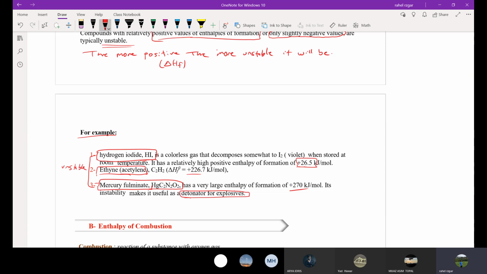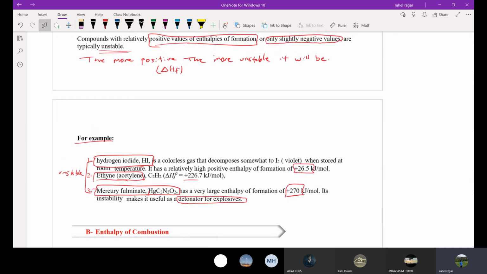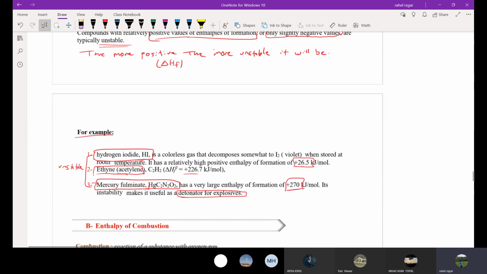It's so unstable. The formation of mercury fulminate is plus 270. So when it goes back again, it will release the energy that it has in itself. It's just like a person or a child, where it has a lot of energy, they become unstable. They move around so that they release the extra energy again. So these compounds are also the same. They have absorbed so much energy that they become unstable and they want to release it again.